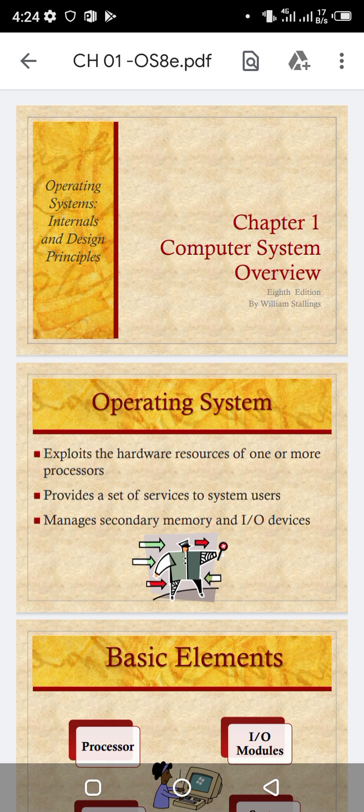The operating system exposes the hardware resources of one or more processors and then provides a set of services to the system and users. It manages secondary memory and input and output devices. So that's what the operating system can do.